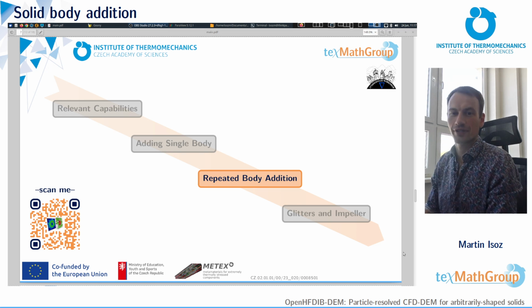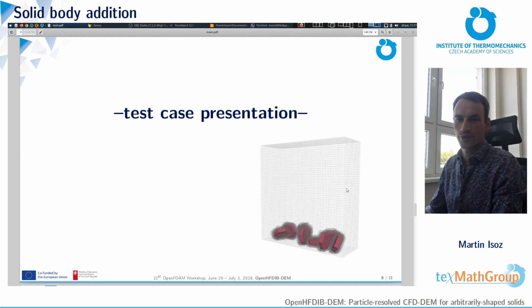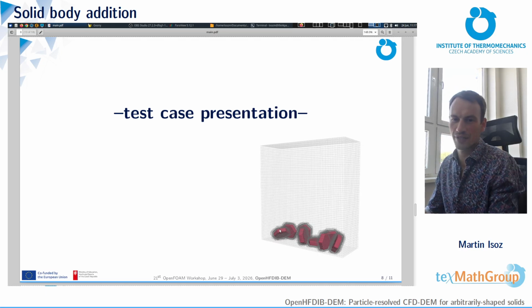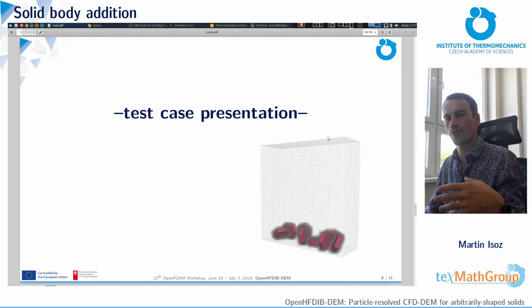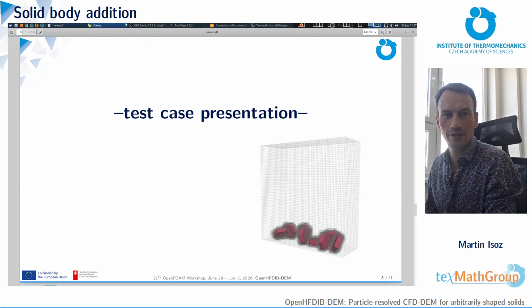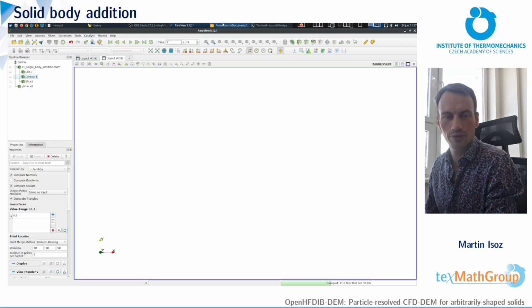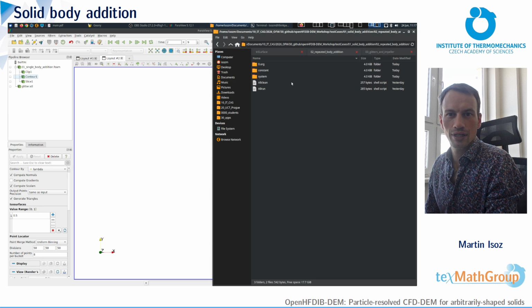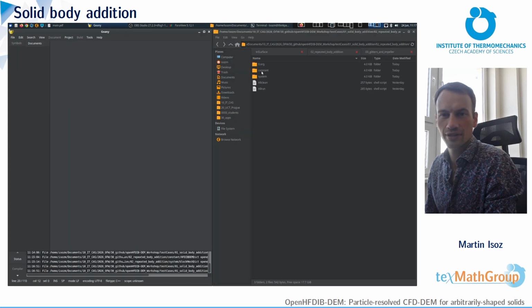Okay, so perfect. Now for the repeated body addition, our goal there is to have just some glitters spread at the bottom of our computational domain. So first we just changed slightly the shape of the computational domain from a box or from cube to some hexahedron, but it was the only thing basically. So in ParaView we just open a new render view to see the results, and we will go to 02 repeated body addition and open relevant files in some text editor.